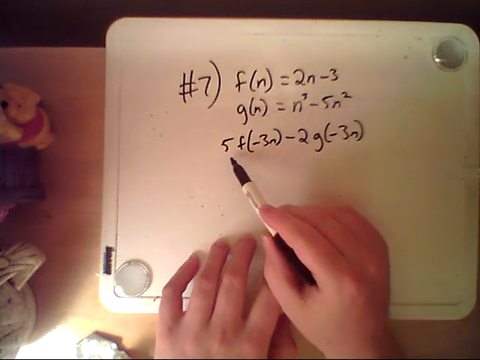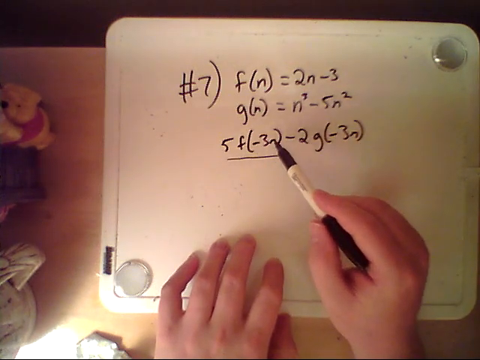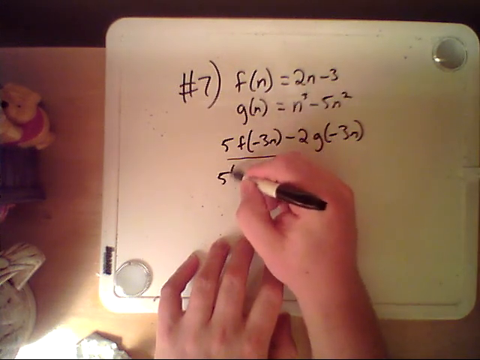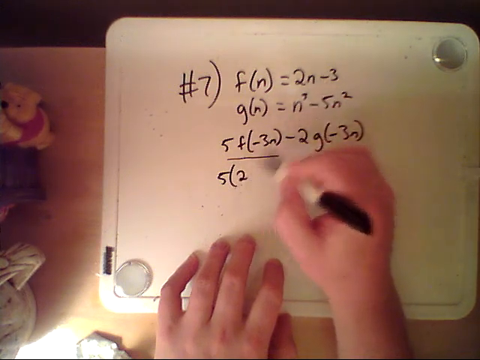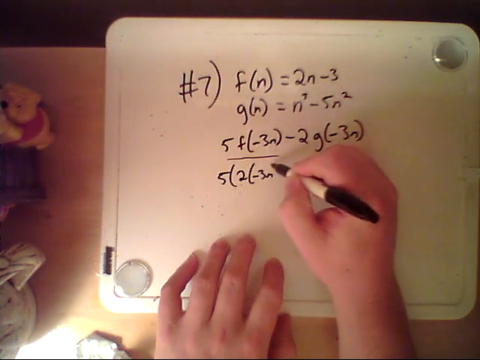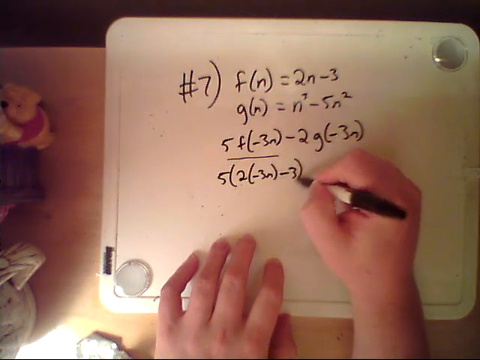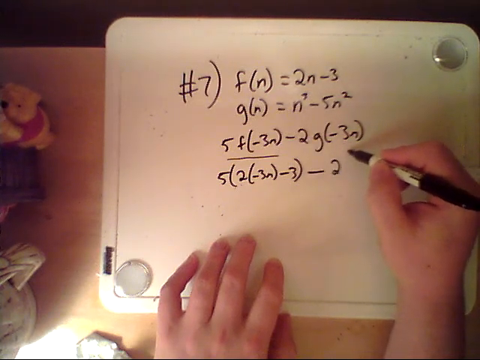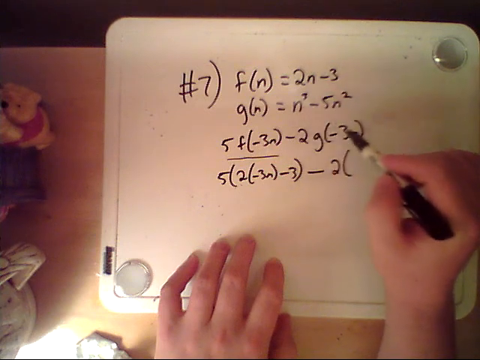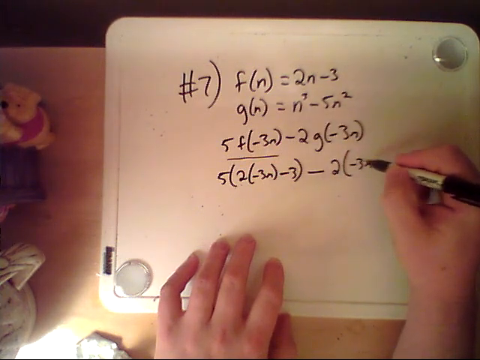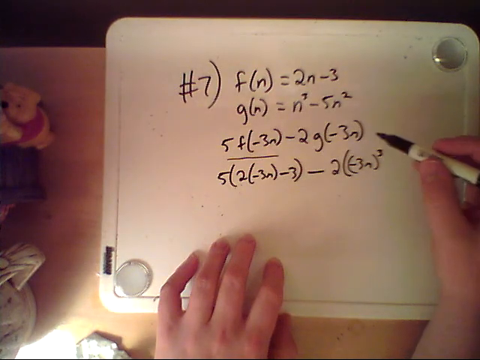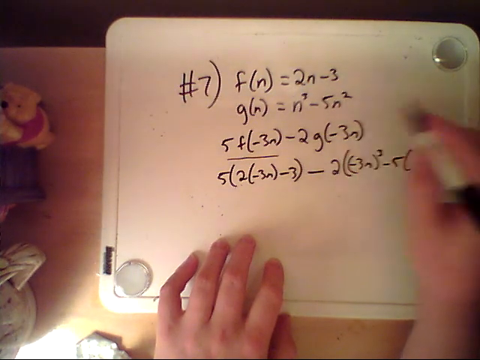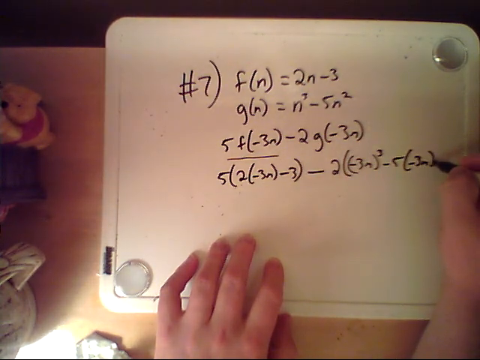Okay, let's find this term first. So f of negative 3n, we're going to plug it into this f machine here. So it's going to be 5 times 2 times negative 3n minus 3. And let's do this term. So it'll be minus 2 times, okay, g of negative 3n is going to be negative 3n to the third minus 5 times negative 3n squared.